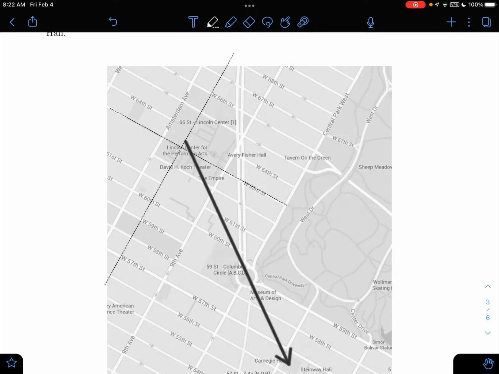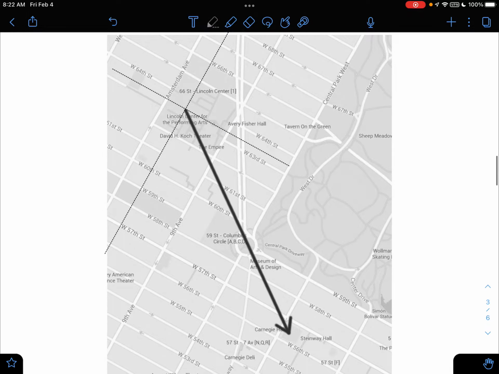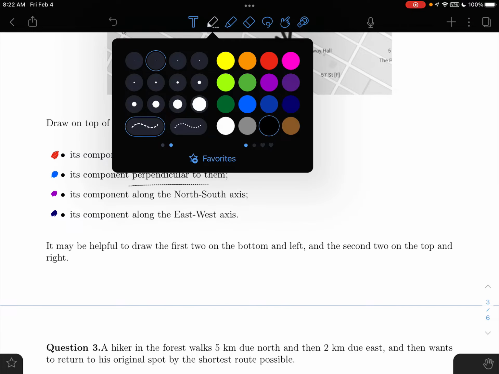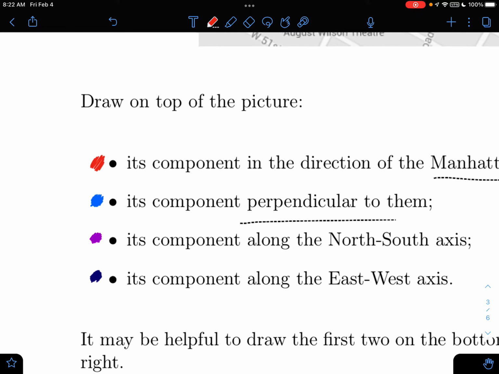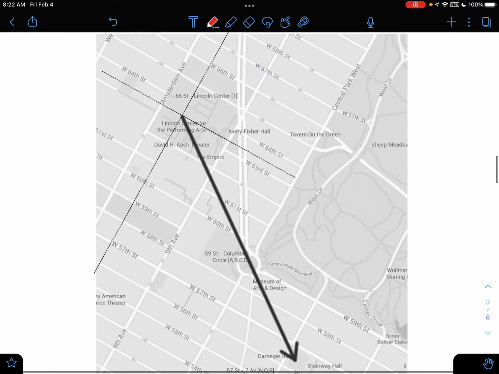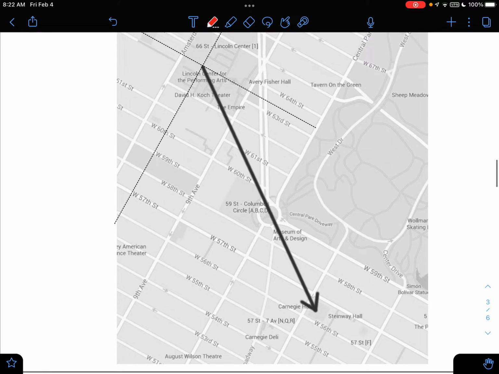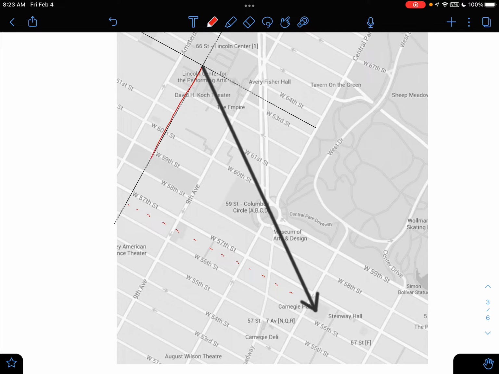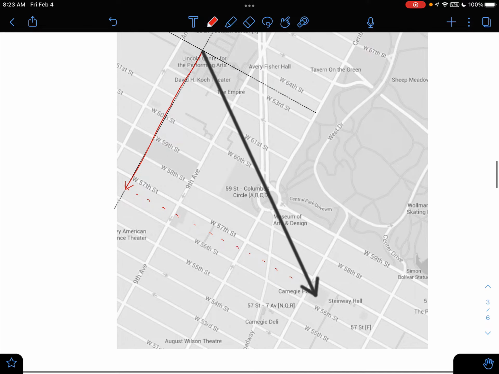Okay, and I'm going to make it approximate, right? So here's the axes that we set up. Now let's draw some vectors on this. I marked them earlier. So the red one is going to be our component in the direction of the avenues. We're going to find out generally where it's crossing like that. There's our component in the direction of the Manhattan Avenues. I'm still in dotted line mode.